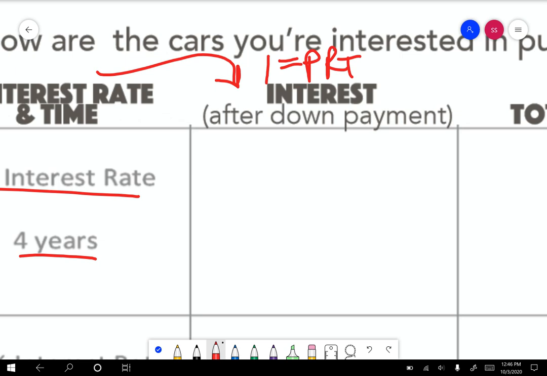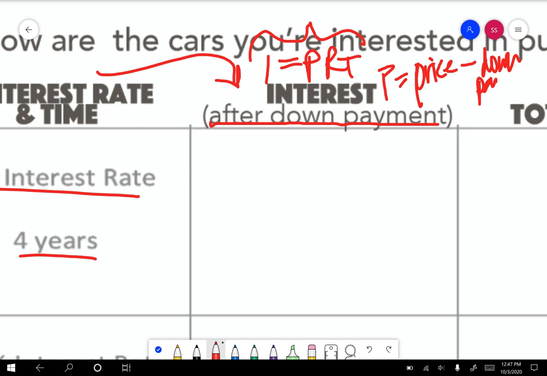Okay. So we don't know the interest amount. That's what we're trying to find, right? Actually, first things first, key thing to point out, this is after the down payment. So what we would actually want to do first is find the principal amount. I'll write it up off to the side. To find the principal amount, you're going to take the original price of the car and subtract the down payment. So let's do that first.